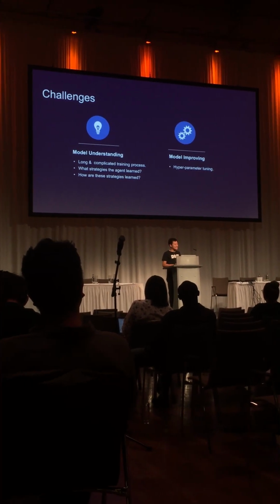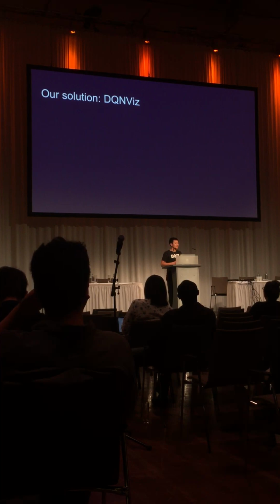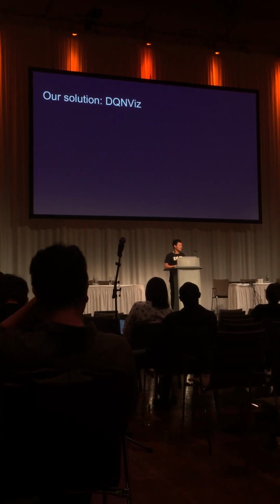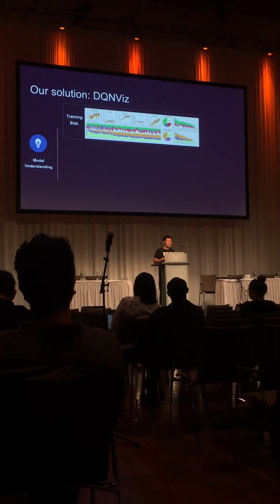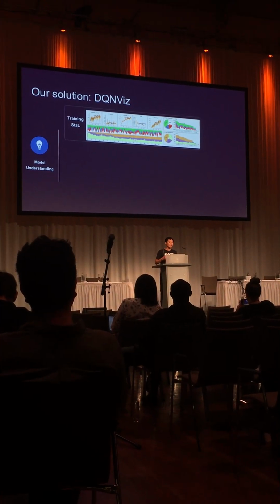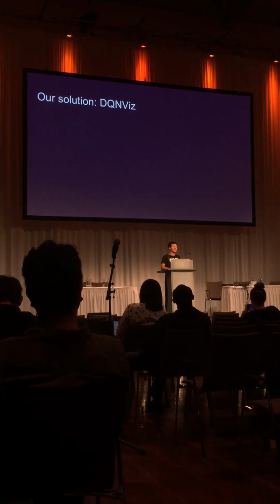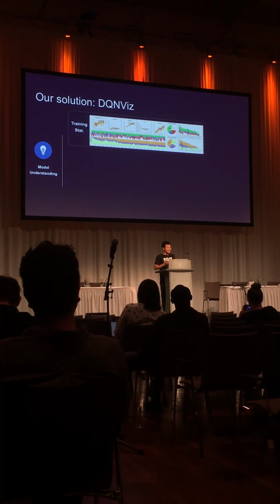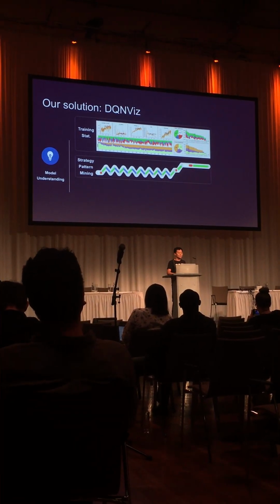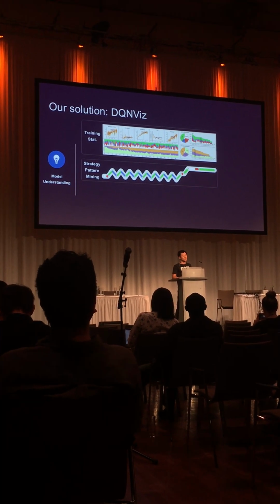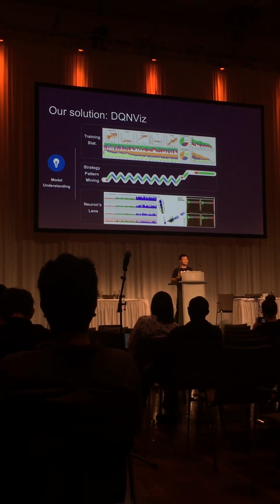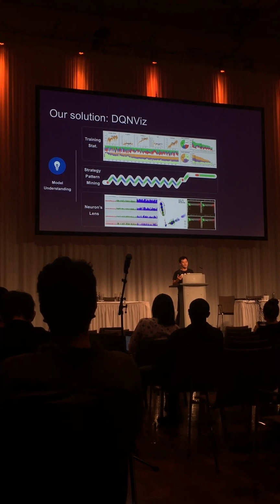By targeting these challenges, we designed the DQNViz tool. For model understanding, we try to provide a summarization view of the training status, and also provide strategy patterns and a linear approach, to understand how strategies are learned through the neural lens.